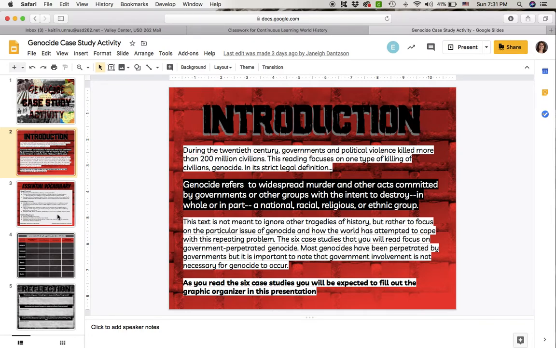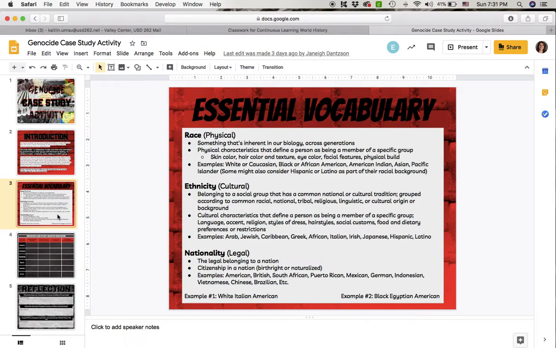The next slide has some essential vocabulary, in case you were not aware of the difference between race, ethnicity, and nationality. Race is more physical, like black, white, American Indian, Asian, Pacific Islander. Ethnicity is cultural, so that might be like Greek, African, Italian, Irish, and nationality is legally where you are from, so that would be like American, British, etc. You can see that goes into more detail there.